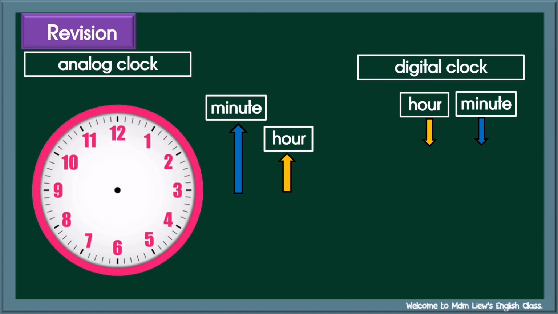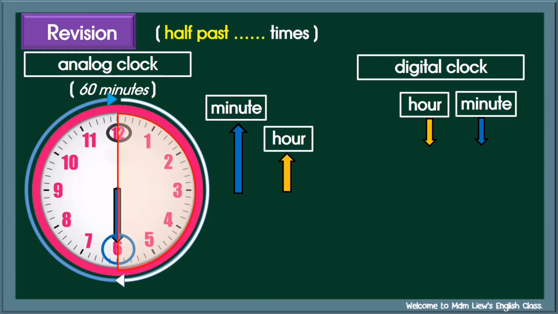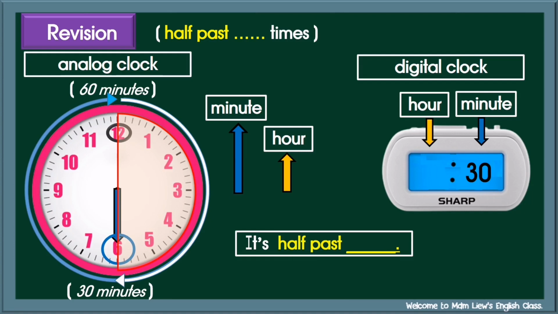Let's revise the half-past times. When the minute hand moves 1 full rotation around the clock face from number 12 and ends at number 12 again, it means 60 minutes has passed. Now, when the minute hand moves halfway round the clock and points at number 6, this makes half a rotation of the clock face. So, half a rotation is equal to 30 minutes. The digital clock shows 30 minutes has passed the hour. We say it's half past something.